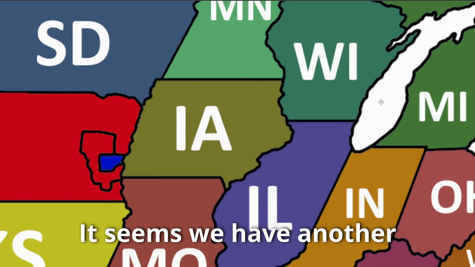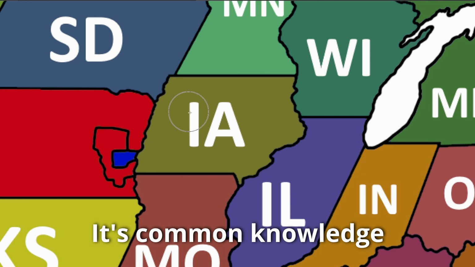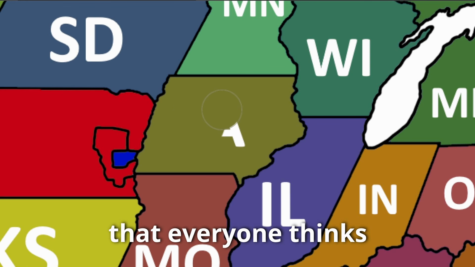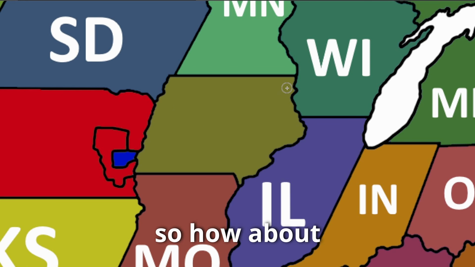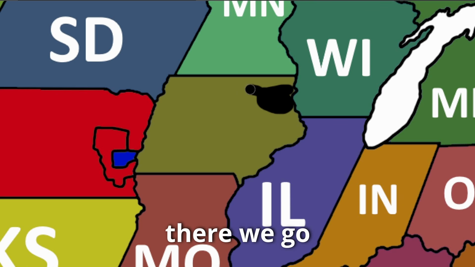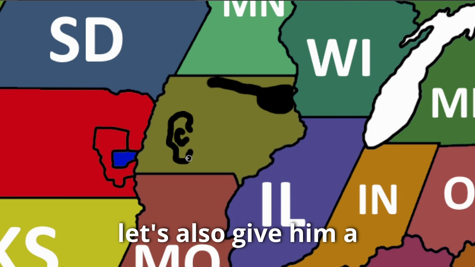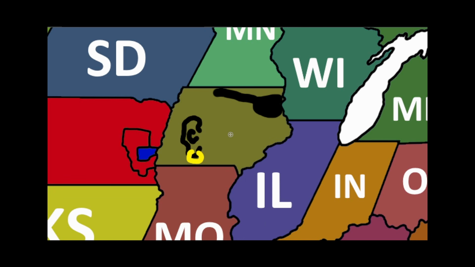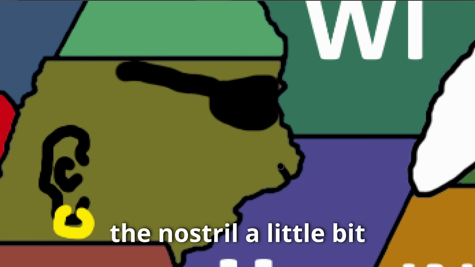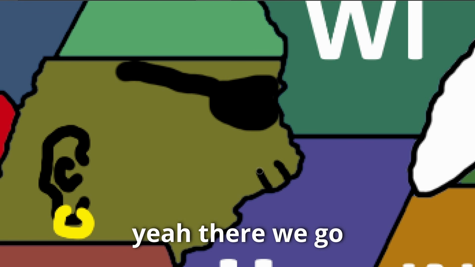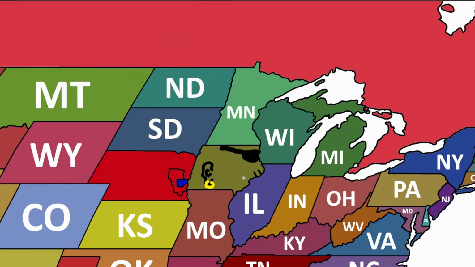Next up is Iowa. Okay, seems we have another fellow Midwestern state. It's common knowledge at this point that everyone thinks that Iowa looks like a face. So how about we exemplify that a little bit and give it some, you know, features. There we go, nice pair of glasses? Yeah, okay. My man's dripped out. Let's draw a little ear right here. Okay, there we go. Let's also give him a little bit of an earring. Just looks like a blind man. Let's exemplify the nostril a little bit. Yeah, there we go. This man's sniffing.